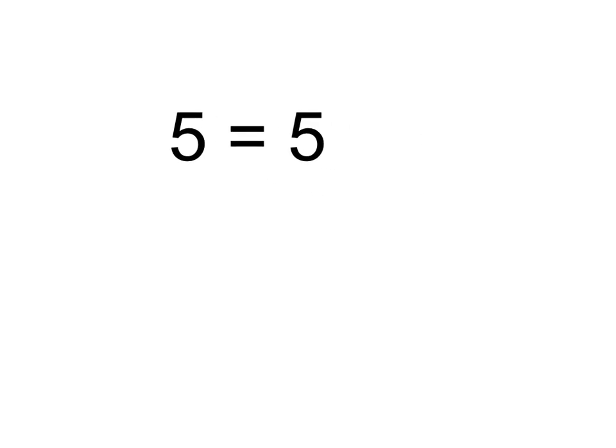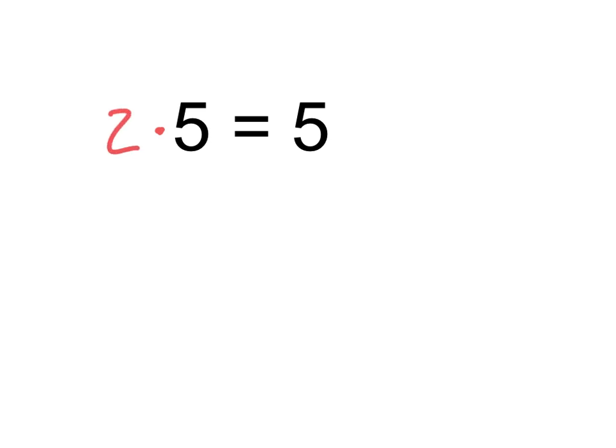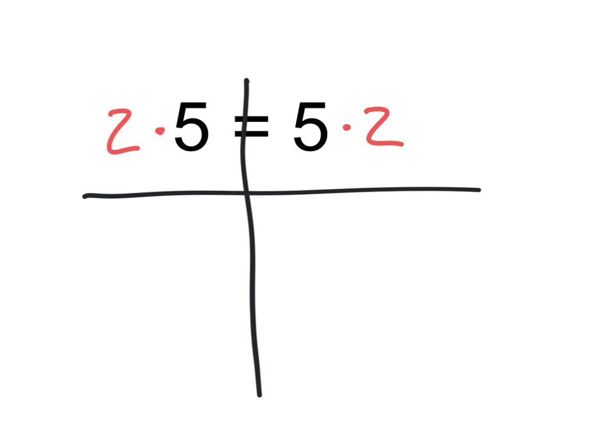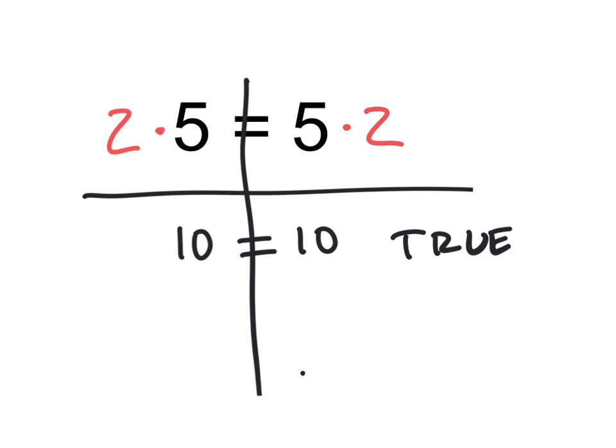I've got 5 equals 5 again. Now for this, what I want to do is multiply one side of this equation by a number, in this case 2. And if I do that to the left side, I also have to do this to the right side, all right? So to keep it balanced, right? So if I do 2 times 5, that's going to give me 10. And then 5 times 2 also gives me 10, and that results in a true statement. So what I've got here is a true statement by multiplying, and that's the result of doing the multiplication property of equality. All right.